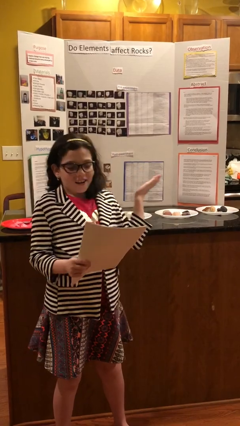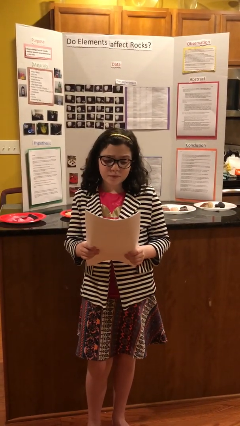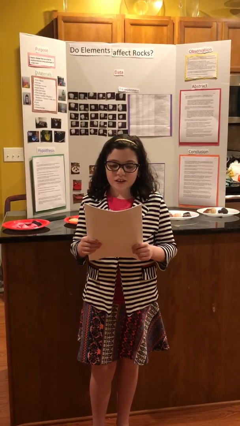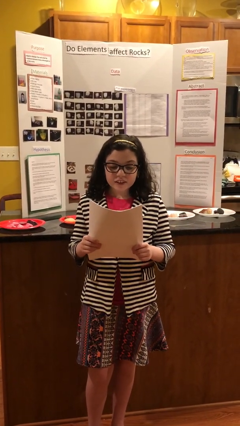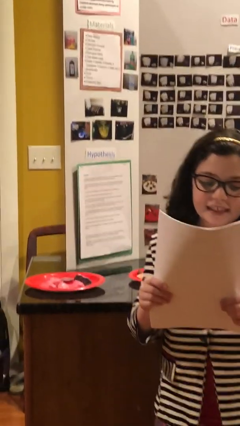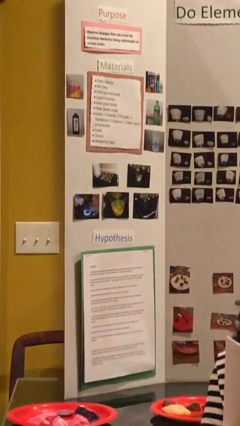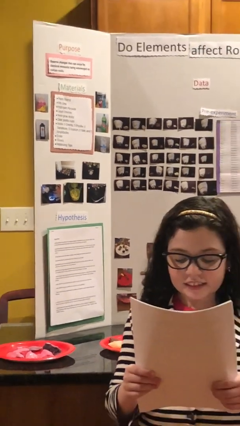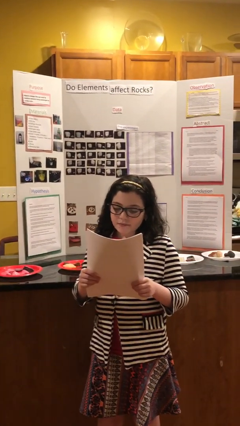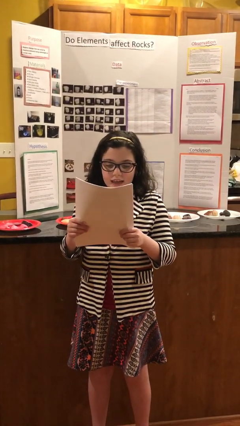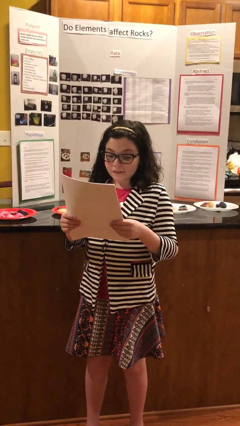Do elements affect rocks? My purpose is to observe changes that can occur by chemical elements being submerged on certain rocks. The materials I used are Pepto-Bismol, Mountain Dew, hydrogen peroxide, liquid chlorine, neon glow sticks, clear plastic cups. The rocks I used were 5 granites, 5 rhyolites, 5 sandstone, 5 gypsum, 5 slate, and 5 amphibolite. I also used a scale, gloves, and measuring tape.